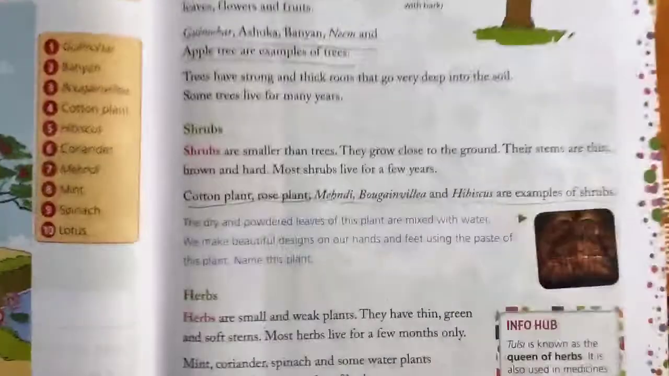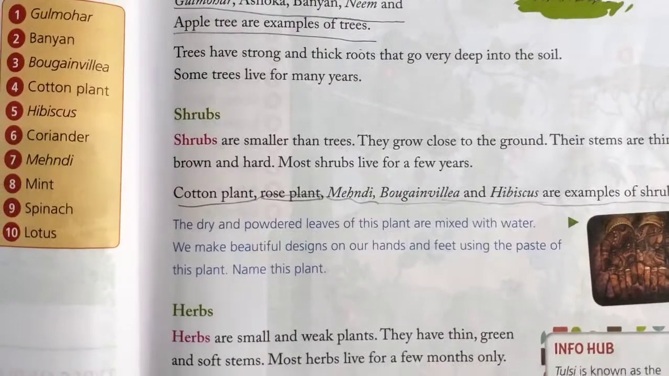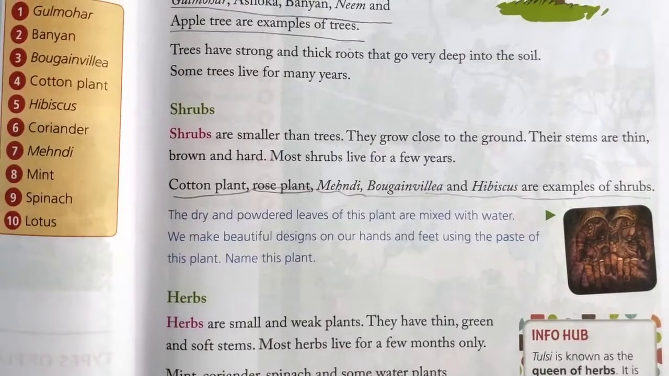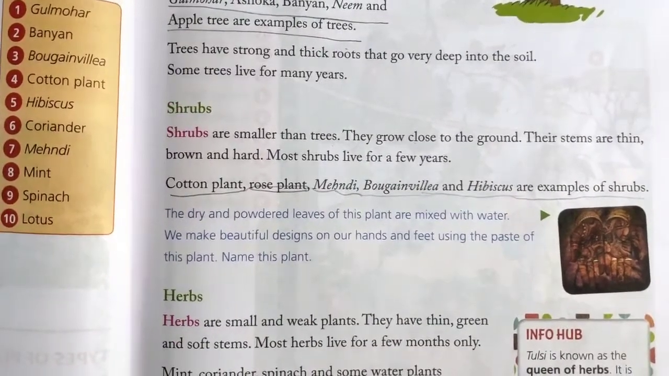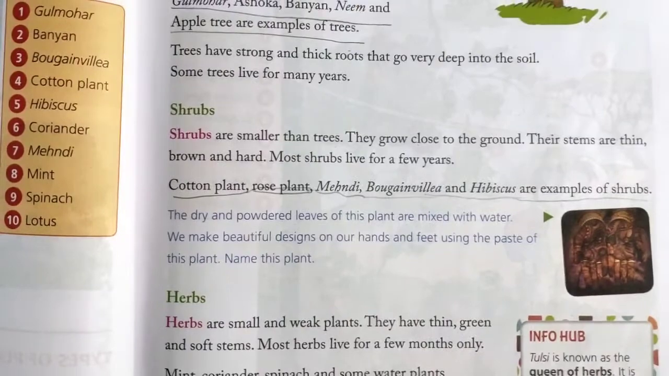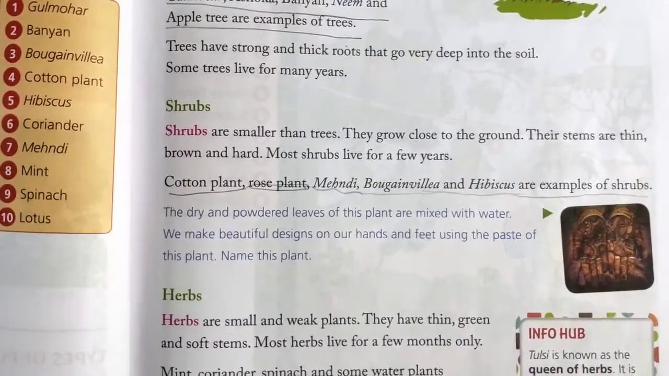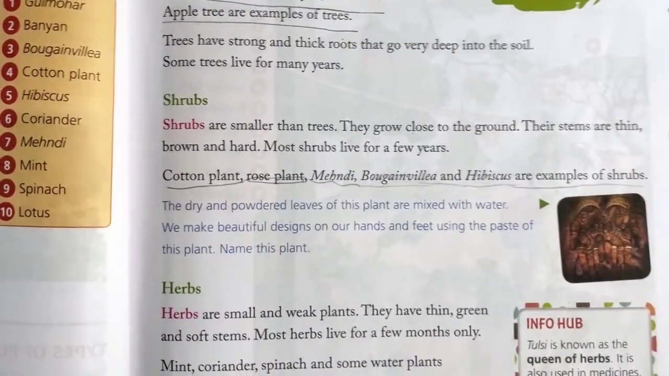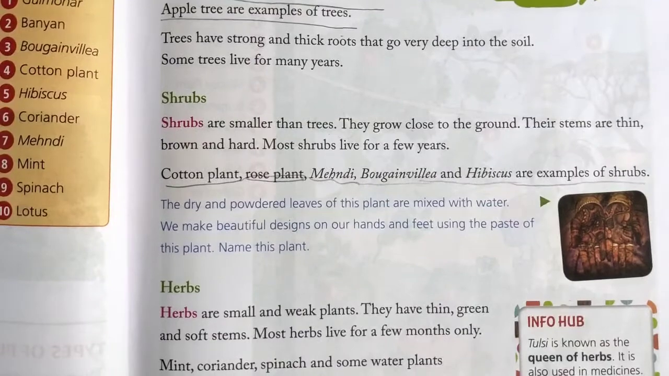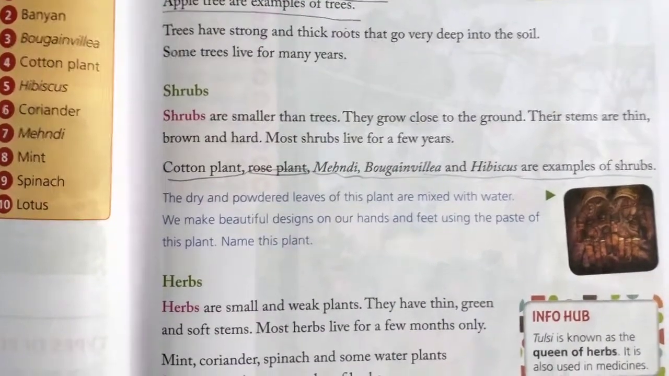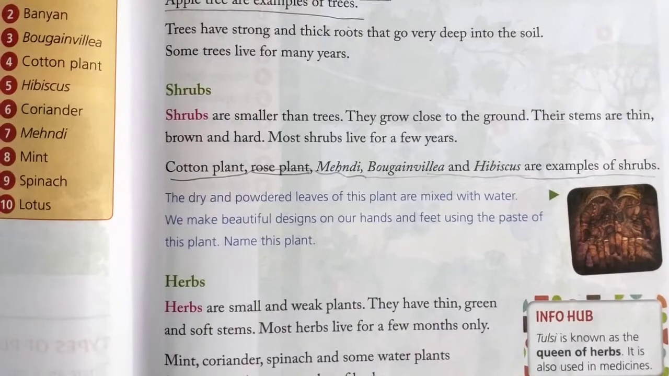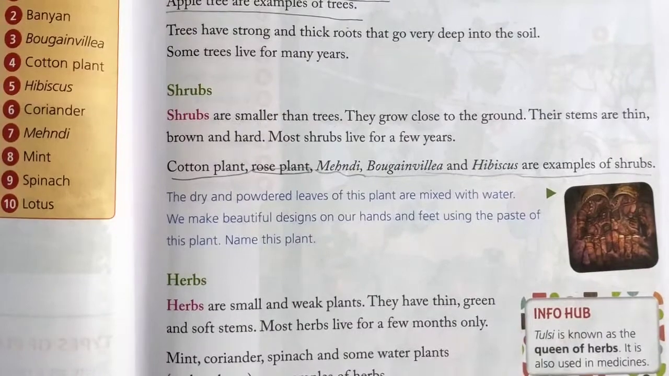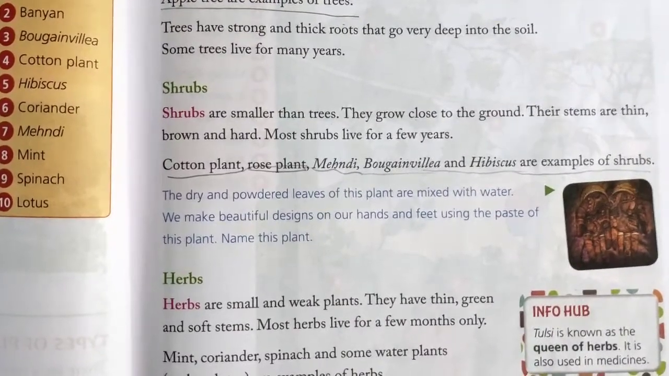Next you see shrubs. Shrubs are smaller than trees. They grow close to the ground. Their stems are thin, brown and hard. They grow very close to the ground because they are not so tall. Most shrubs live for few years, not so many years. Examples of shrubs given here are cotton plant, rose plant, mehndi, bougainvillea and hibiscus.